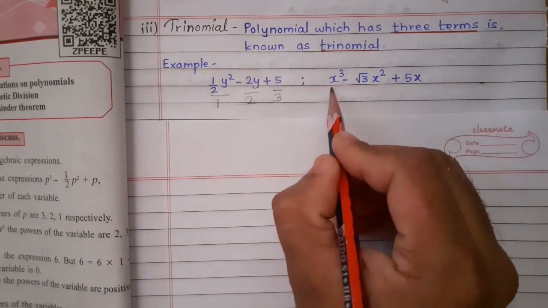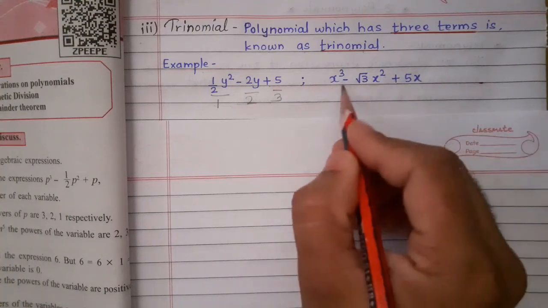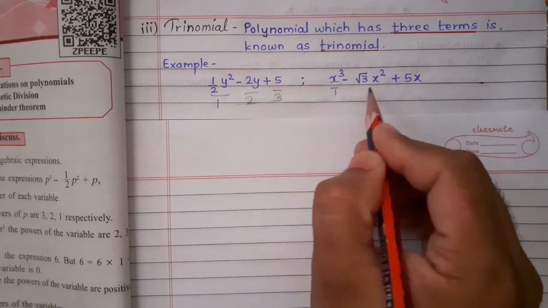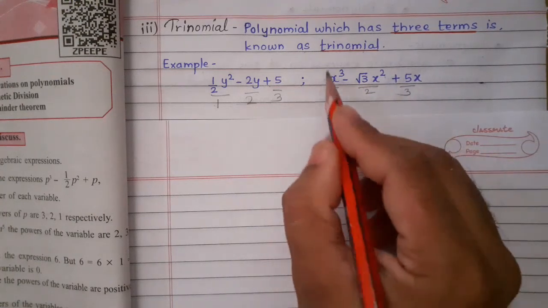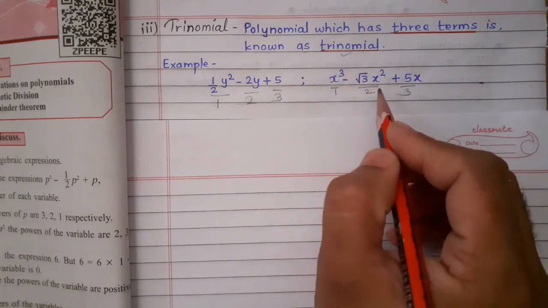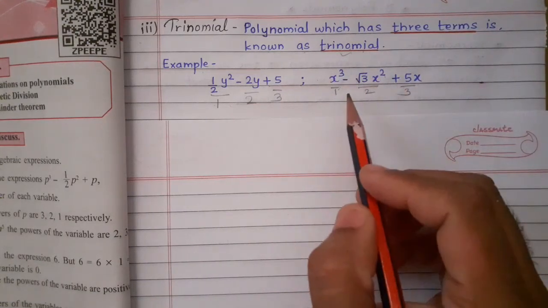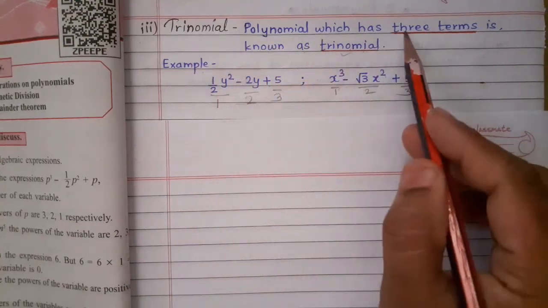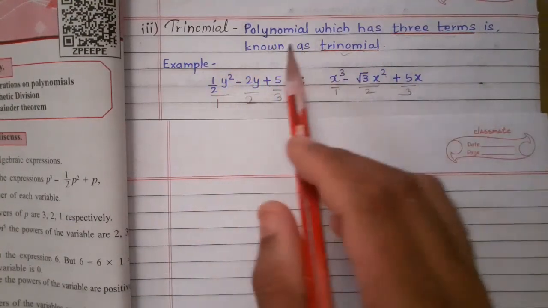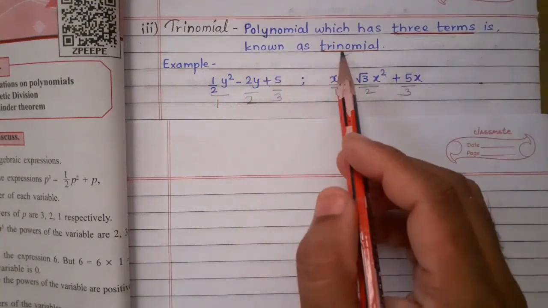Again, x cube minus square root of 3x square plus 5x. In this polynomial, this is the first term, second term, and this is the third term. So this is also an example of a trinomial because this polynomial has three terms. Trinomial means a polynomial which has three terms is known as a trinomial.